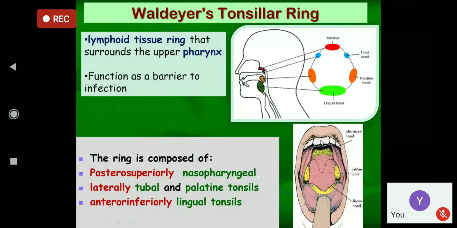Then come to the lateral part. Laterally, in the lateral wall of the nasopharynx, we have the tubal tonsil. In the lateral wall of the oropharynx, we have the palatine tonsil. So those two will be present laterally, paired on either side. Now, anterior inferiorly, because the tongue is in front, we have the lingual tonsil, that is a single one. So altogether 1, 2, 3, 4, 5, 6. All those 6 tonsils form a ring around the upper pharynx, that is known as the Waldeyer's tonsillar ring.